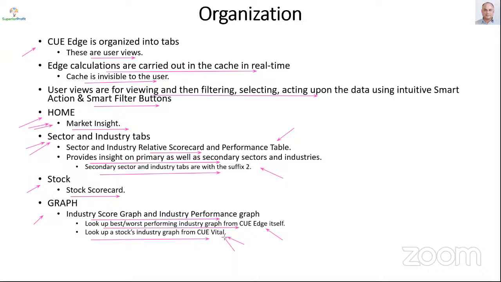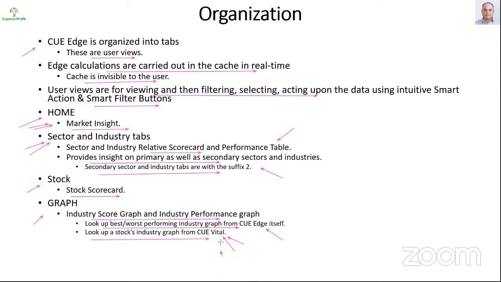Why I say most of the time I use it by coming to the graph from QVital. Why did I say that? Because if I'm using QEdge, usually I'm doing top-down analysis. If I'm starting my trading workflow from QEdge, I'm looking at the strongest sectors, then industries, then drilling down from there to stocks. So by the time I come to the stocks, I already know that I am in a strong sector, or at least in a strong industry. That is more important for my trading. So I don't need to look at the graph.